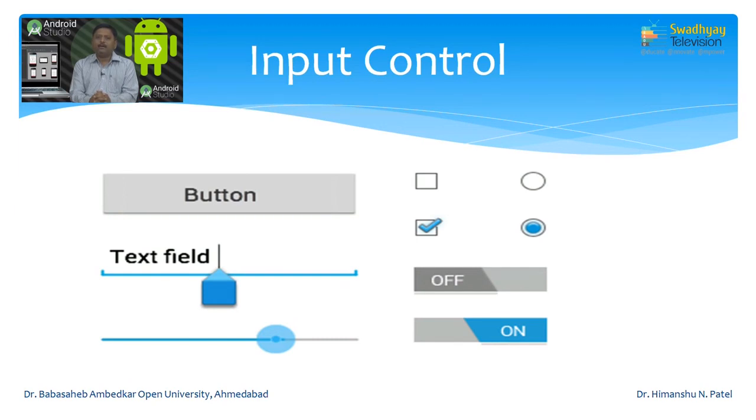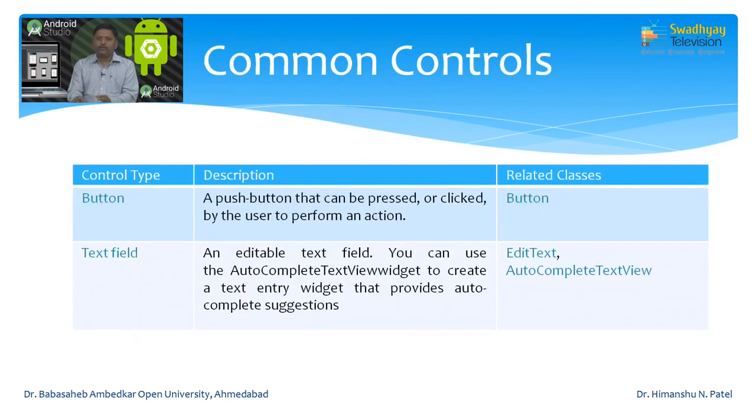Next is a toggle button, which is used to show off or on position. On means it is active, off means it is not active. There are many other controls available for creating a user interface, but these are some examples of input controls that we will use to create our user interface.